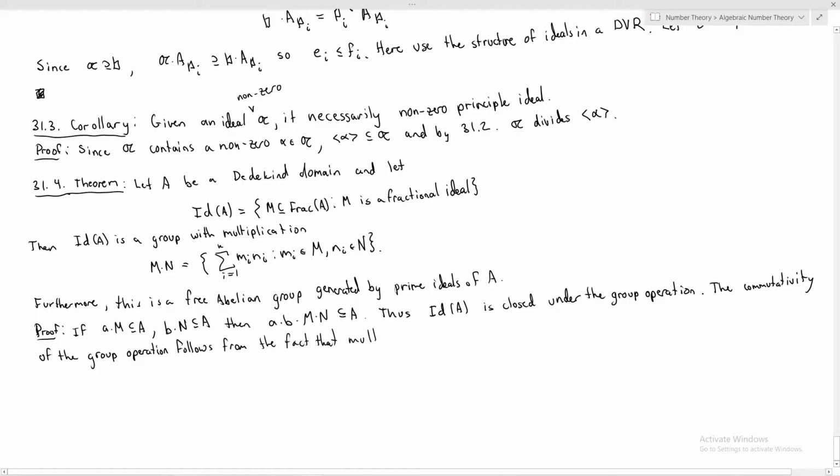Okay. So we need to show, basically, we have an identity element, we have inverses, and I guess I should remark that basically the same is true for associativity. If you want, you can check it by hand, but it basically just boils down to the fact that multiplication in K is associative. Okay. So what we really want to show is that we have inverses. The identity element is just the module A.